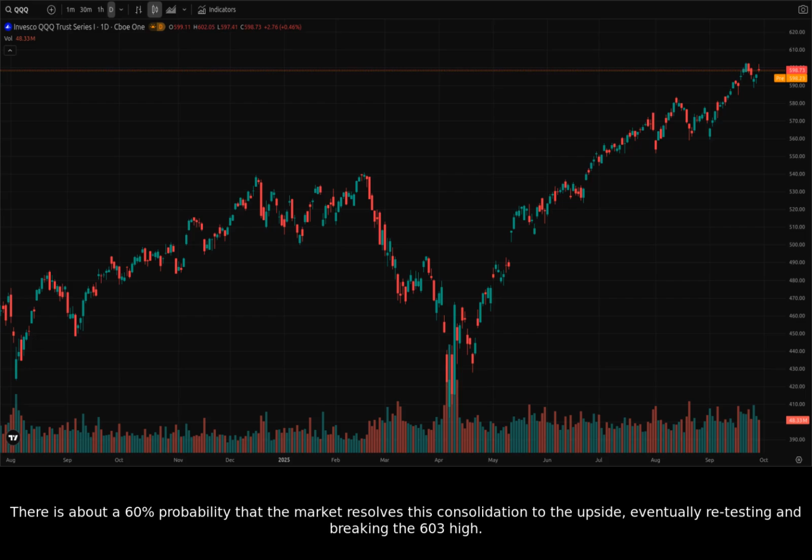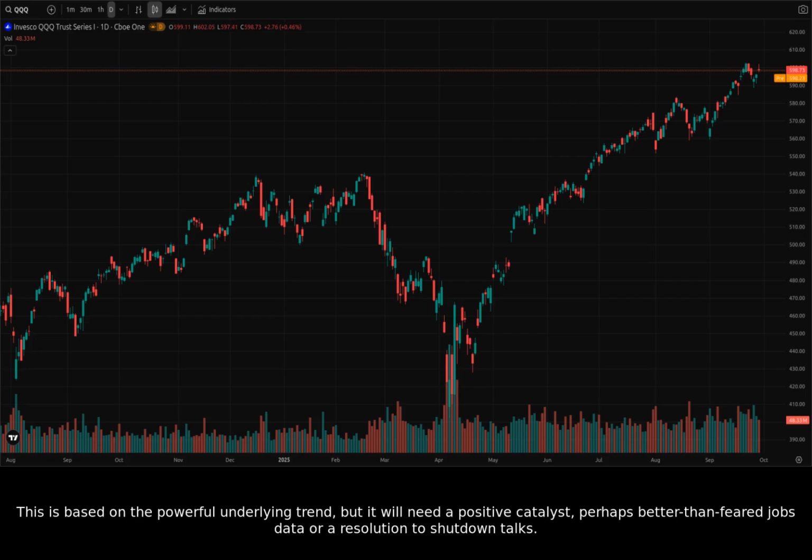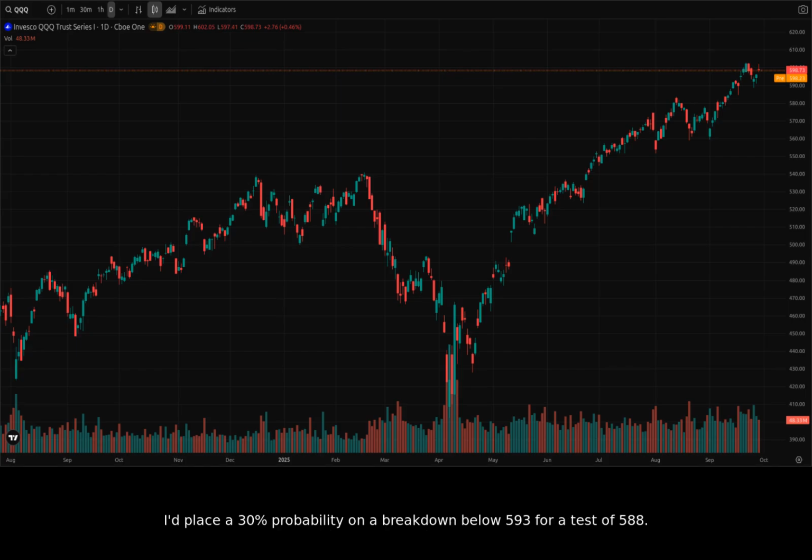There is about a 60% probability that the market resolves this consolidation to the upside, eventually retesting and breaking the 603 high. This is based on the powerful underlying trend, but it will need a positive catalyst, perhaps better than feared jobs data or a resolution to shutdown talks. I'd place a 30% probability on a breakdown below 593 for a test of 588. This would become more likely if negative headlines dominate and selling volume picks up significantly. Finally, there's a 10% chance we simply continue chopping sideways in this range for another week.